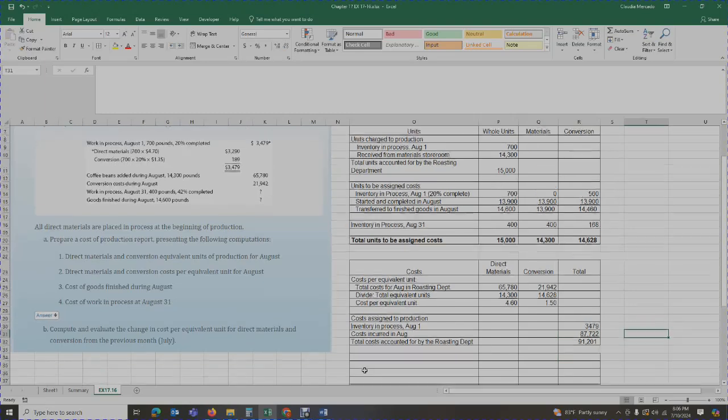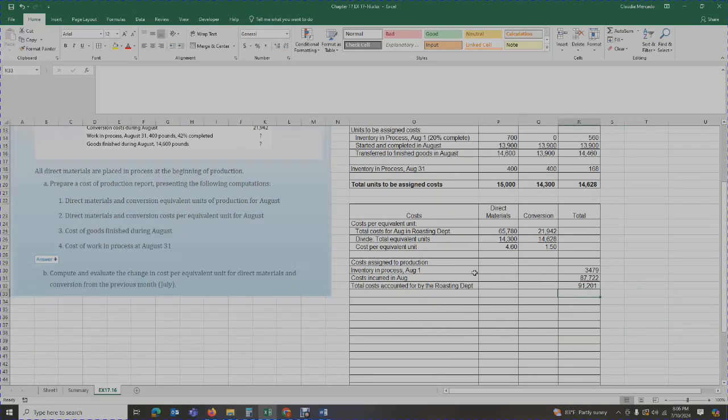Okay, so now from there, let me go ahead and do this. From there, we are going to go ahead and we're going to get the costs allocated to completed and partially completed units. So we're going to start off with our inventory in process.